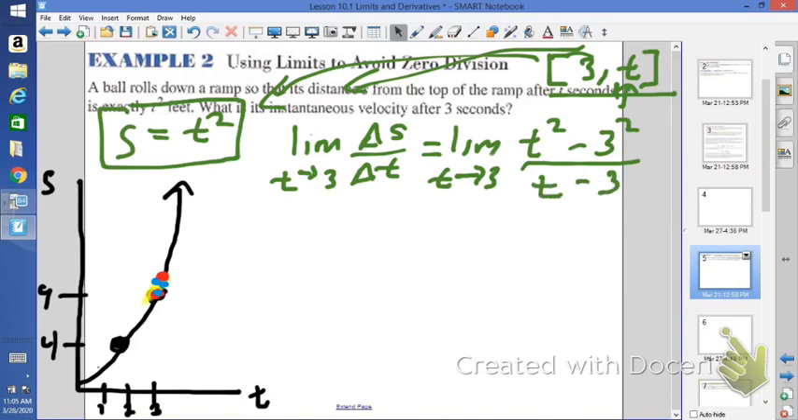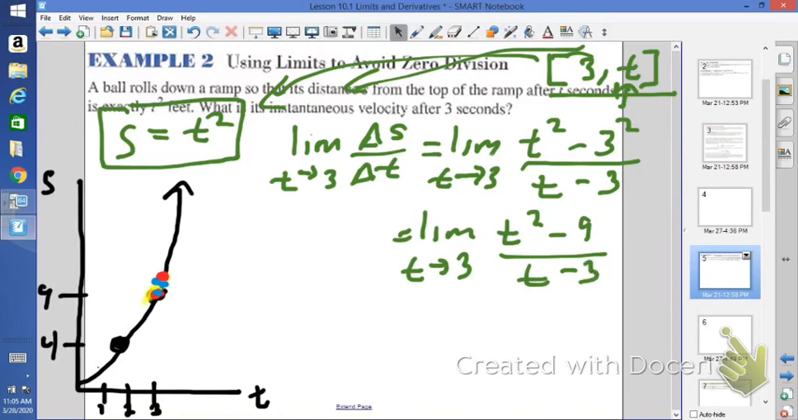Okay, now notice that if we plug in 3 for t right now, we would be dividing by 0. So what we have to do is look to simplify this in a way that we can then plug in 3 for t and not be dividing by 0. Notice every time I'm going to have to write the limit as t approaches 3. Alright, so I'm going to have t squared minus 9 over t minus 3.